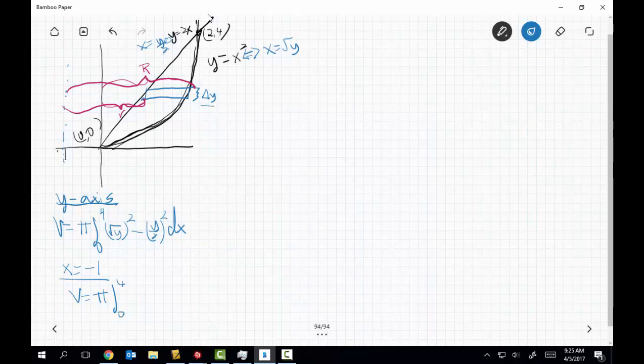Action still takes place from 0 to 4, excuse me. The distance, let's do the big radius first. This is, by the way, x equals -1. The distance from here to here is always 1. The distance from here to here is always root y. So the big radius is always going to be 1 plus root y, and I square that. That could be expanded algebraically if we needed to. Minus the inside radius, which is 1 plus y halves, and I square that guy, and I slap a dy on there.